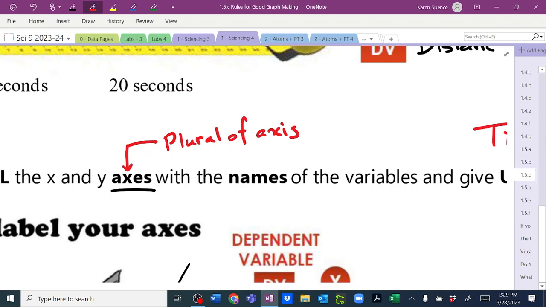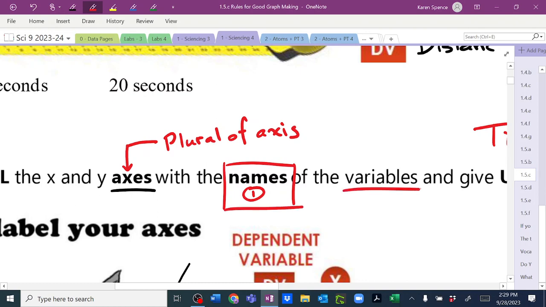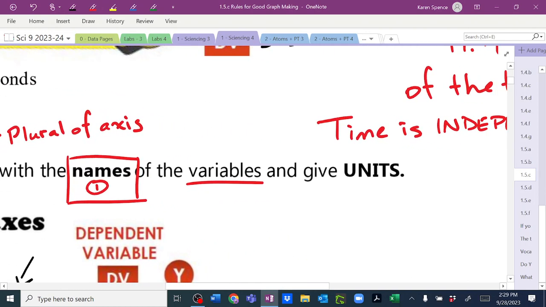And we need to put two things along each axis. We need to put, number one, the names of the variables. And number two, we also need to give the unit associated with that variable. You're actually going to have a checklist, which is in your book if you ever want to look at it. I think it's on page 8, and it will tell you to label your axes with the name of the variable and the unit.